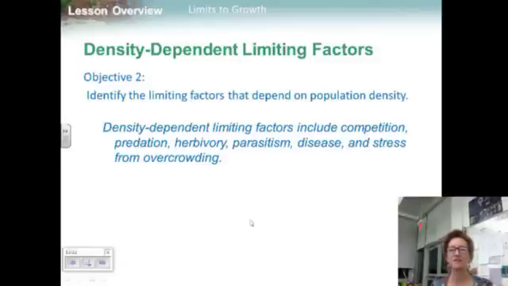Density-dependent limiting factors include competition, predation, herbivory, parasitism, disease, and stress from overcrowding.